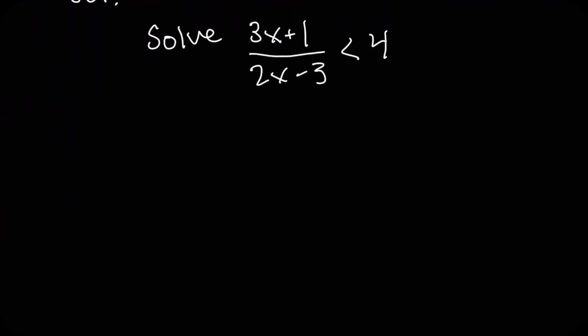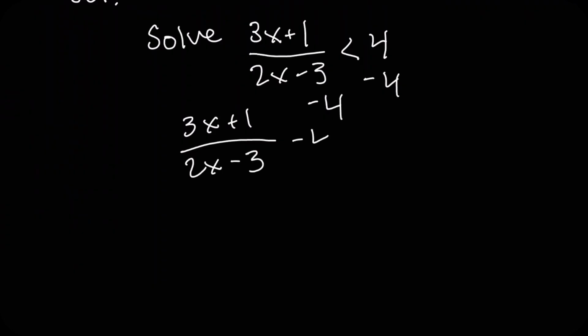We have (3x + 1) divided by (2x - 3), and that's all less than 4. So first things first, let's see if we can simplify this just a tiny bit. Go ahead and subtract that 4 from the right-hand side onto your left-hand side. So we'll have (3x + 1) divided by (2x - 3), minus 4, and that's now going to be less than 0. And if we want to get this whole thing divided by 2x - 3, let's do some math here.